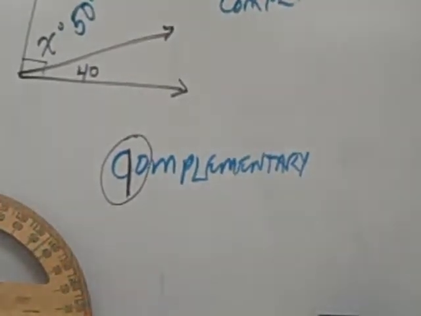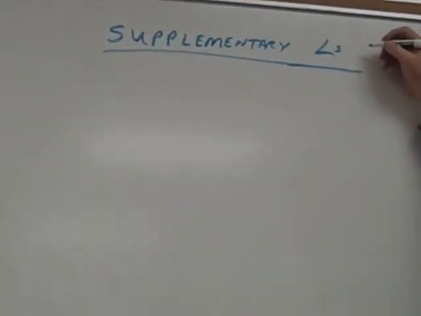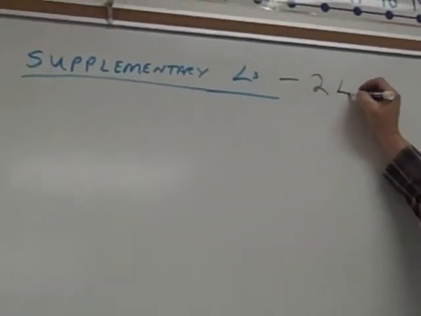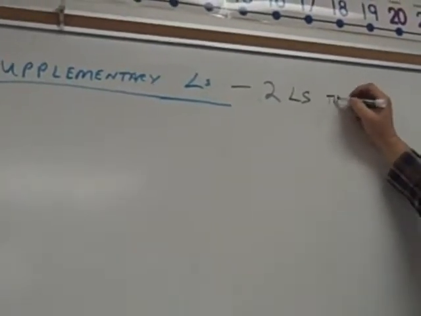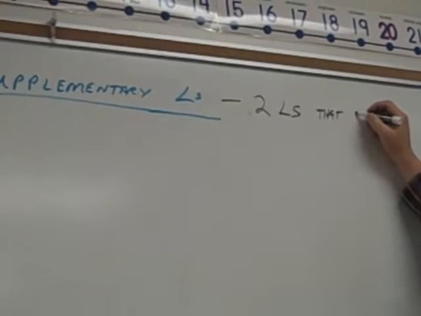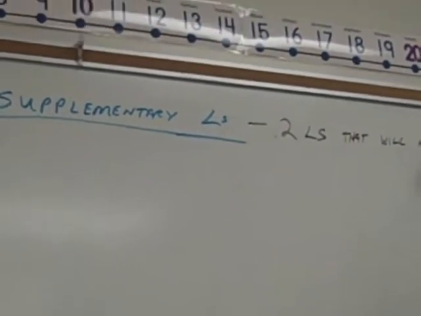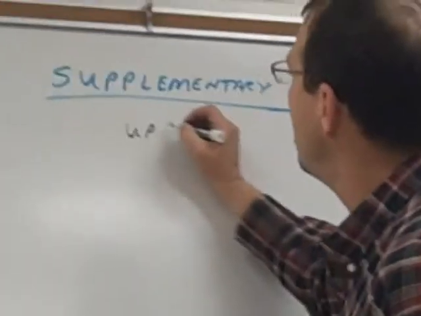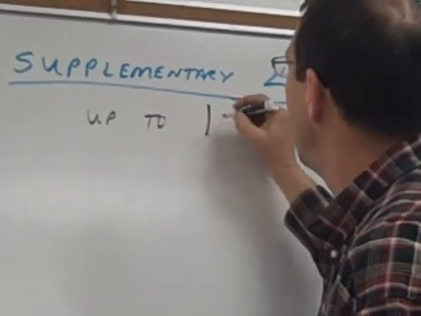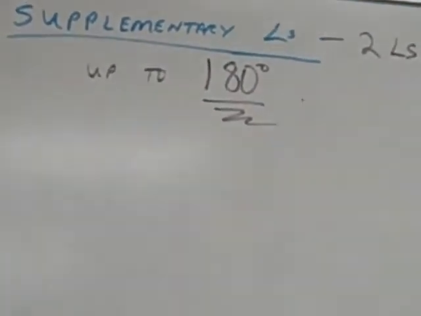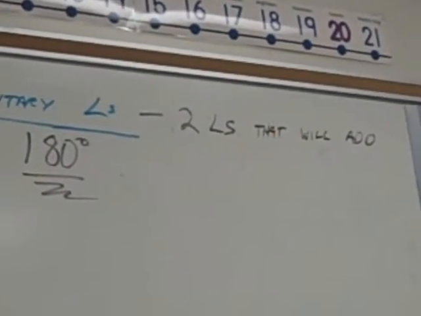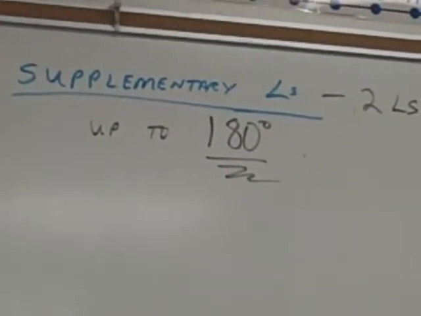So you learned that yourself? Yeah. I sure do. Now, supplementary. Two angles just like that will add up to, can't be 90 because we already got that. It's called complementary. Supplementary, they add up to 180.